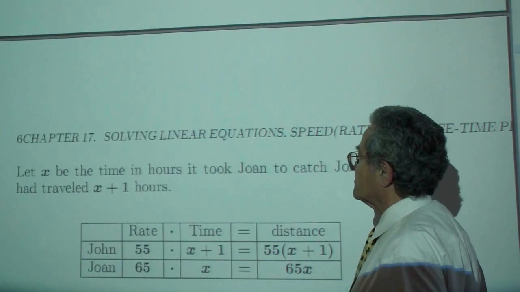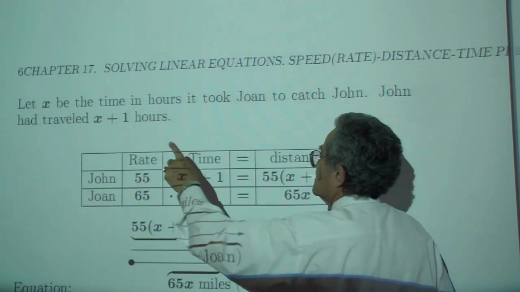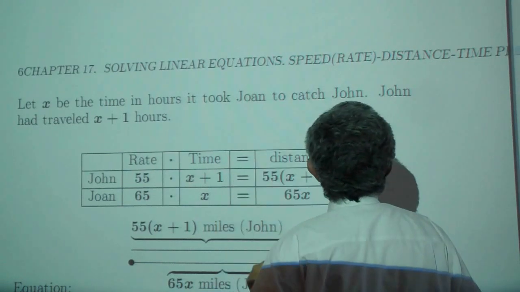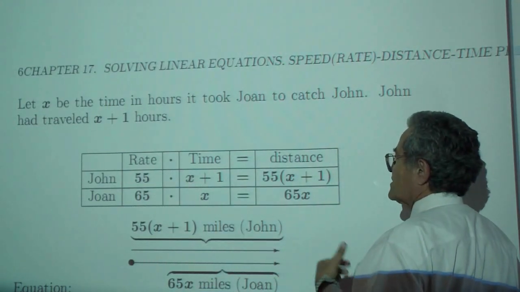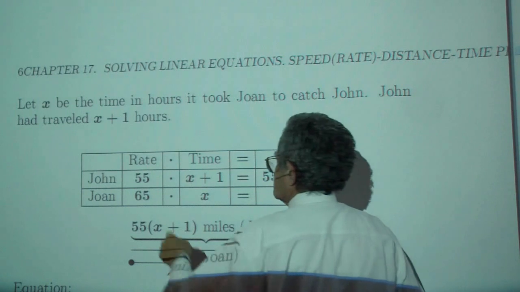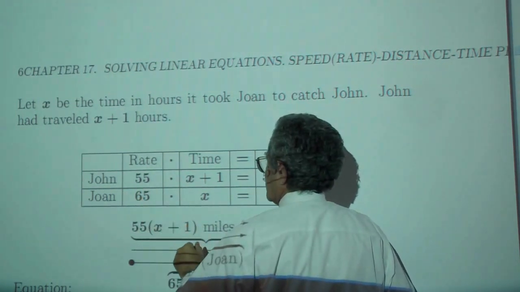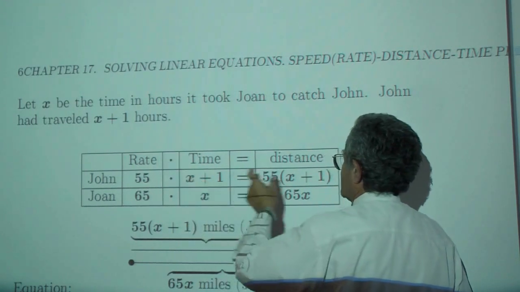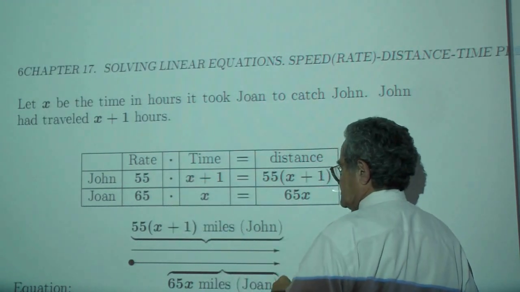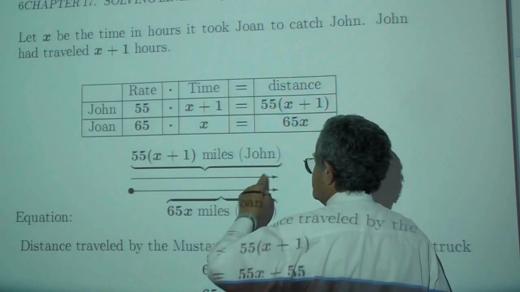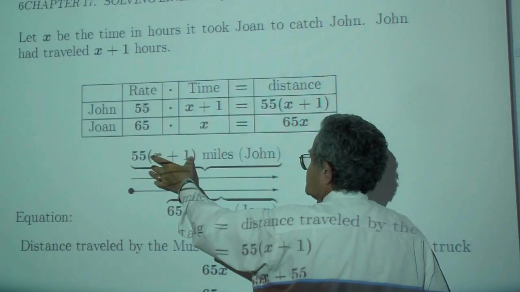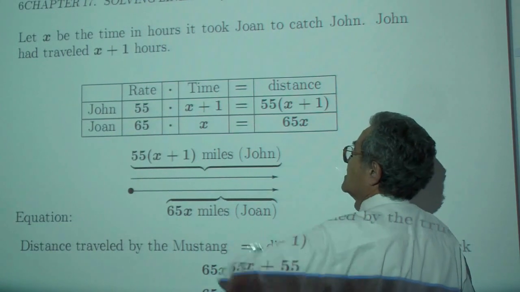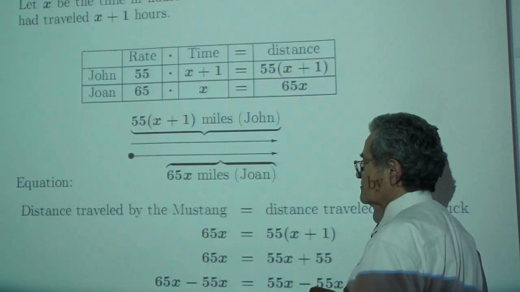Okay. Let x be the time in hours it took Joan to catch John. John traveled 1 hour more. So John at 55 miles per hour, Joan at 65 miles per hour, the time here. Multiply rate by time, you get distance. Rate times time is distance. And the two catch up. So this distance is equal to that distance. That's my equation. And I got that from the preamble.